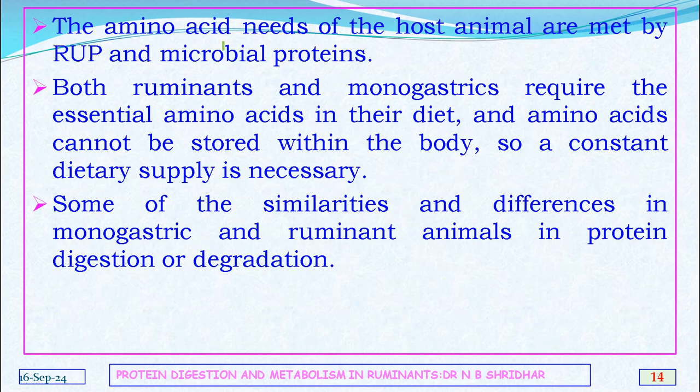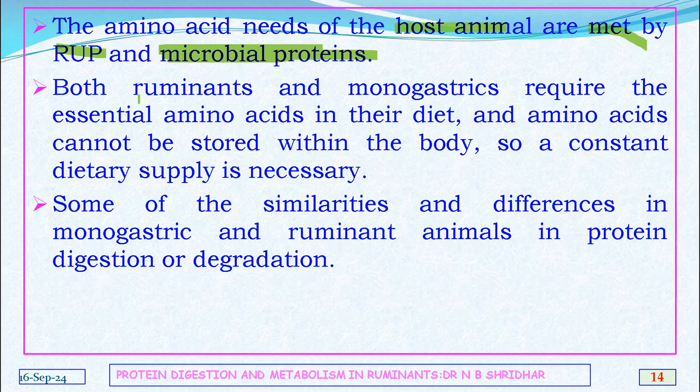The amino acid needs of the host animal are met by the rumen undegradable proteins. The total amino acid requirement of a cow producing about 10 liters of milk is always supplemented by the microbial proteins digested by the microbes. So there is not a problem here. Whereas for additional milk yield, we need to supply rumen bypass proteins.